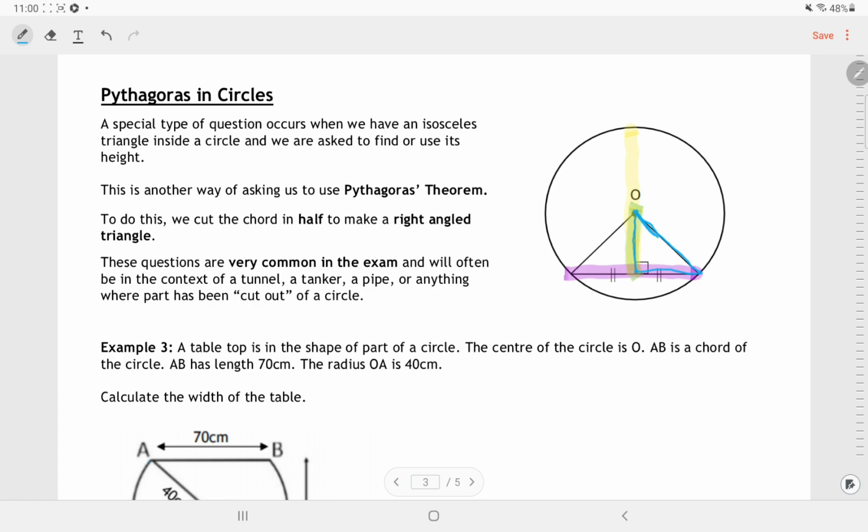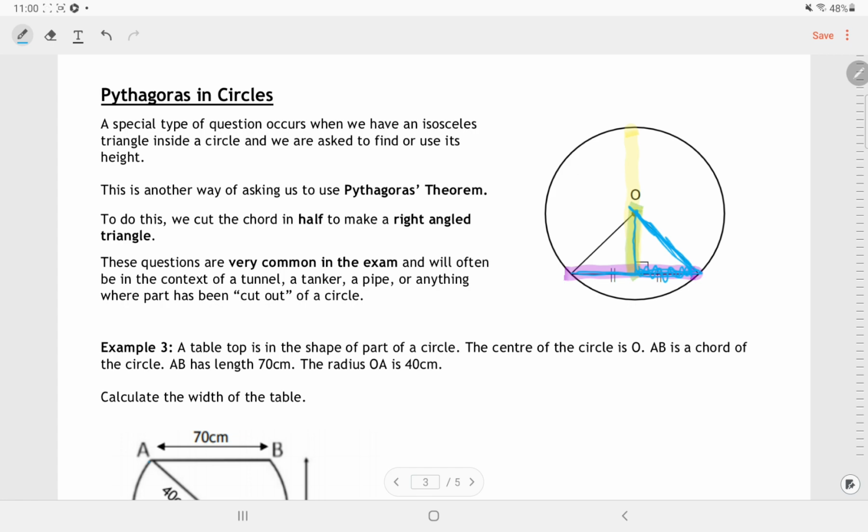Bear in mind that this diagonal line in blue here is a radius of the circle, so if we are told at any point that the radius of the circle is a value, then we can mark on that line with that number. We also will generally be told the length of the chord, which is the full purple line, and therefore if we have half the line for a right-angled triangle, then this side of the right-angled triangle would be half of the chord length.